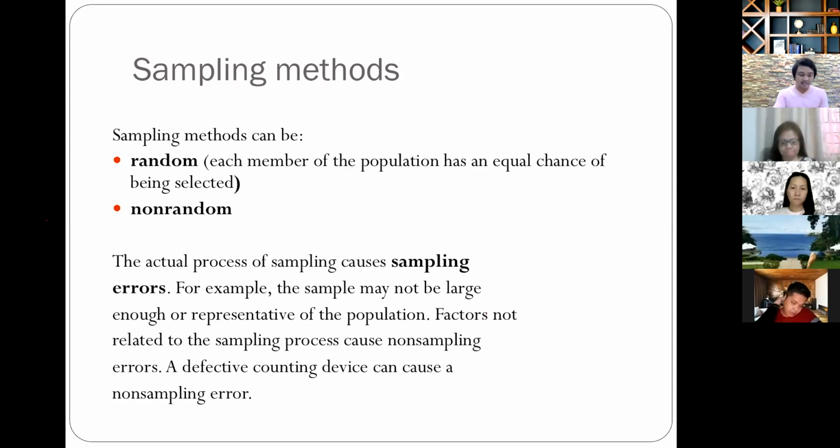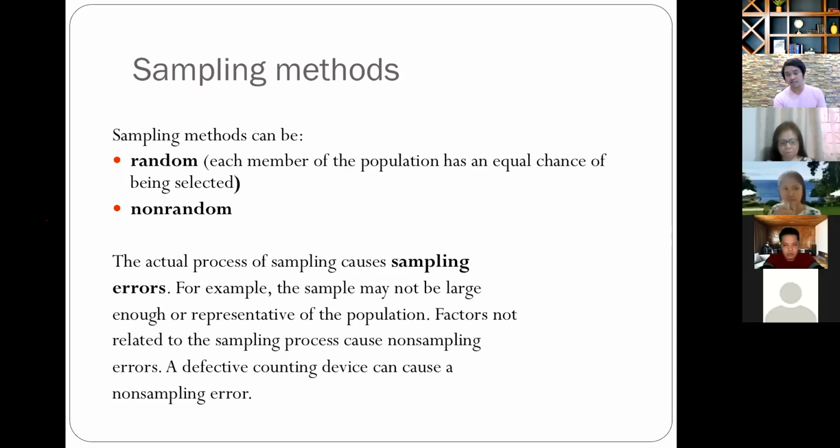Kasi ang lottery ay pag-draw niyan ay each number has an equal chance to be drawn, no, from ano bang tawag doon? Yung tambiolo na yon. So the actual process of sampling causes sampling error.